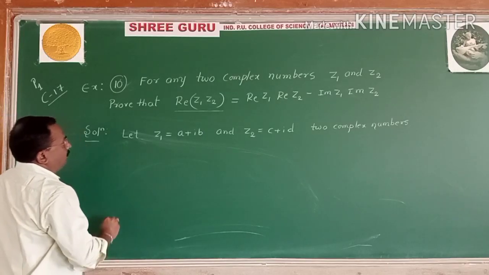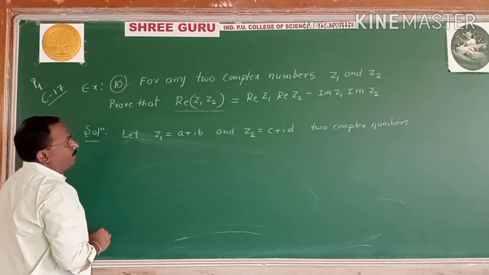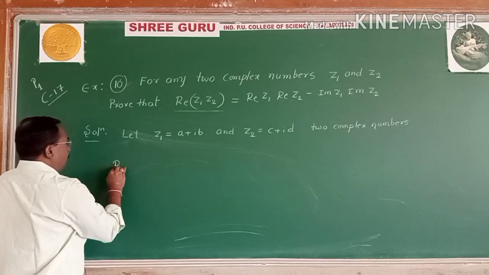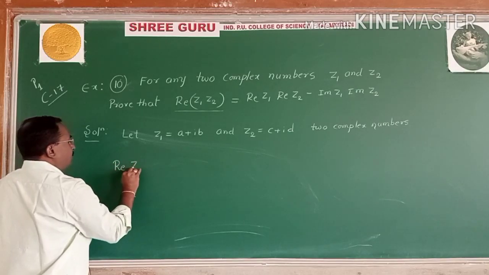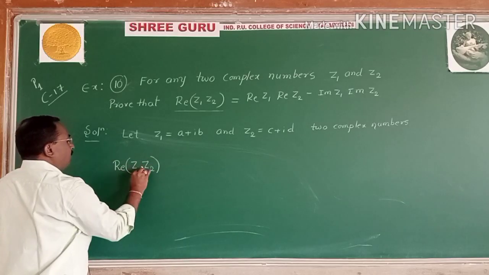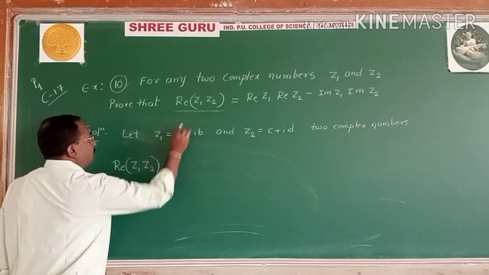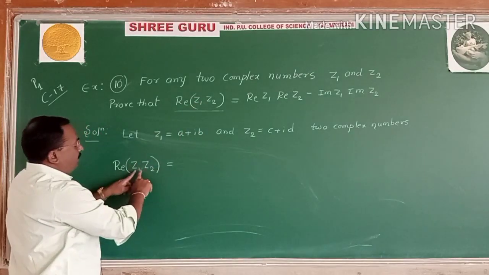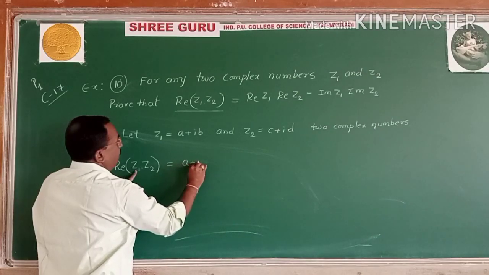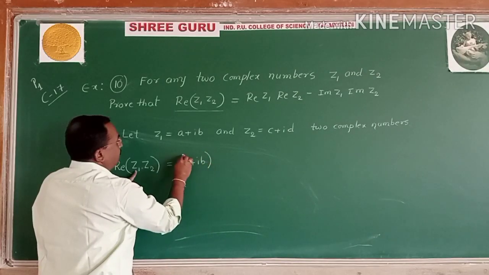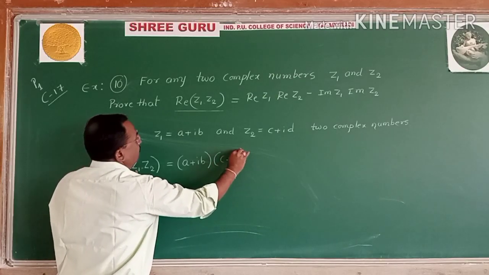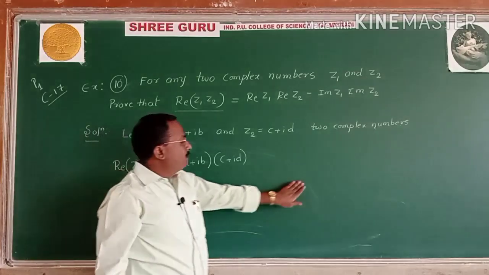LHS is equal to what? That is the real part of Z1 Z2 is equal to, find out. Here LHS, the real part of Z1 Z2 is equal to what? First the product, this is Z1 into Z2, find out. Z1 into Z2 is what? A plus ib into c plus id.